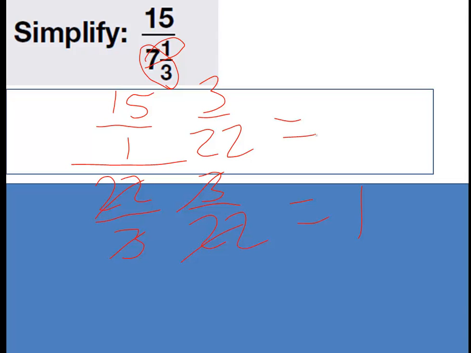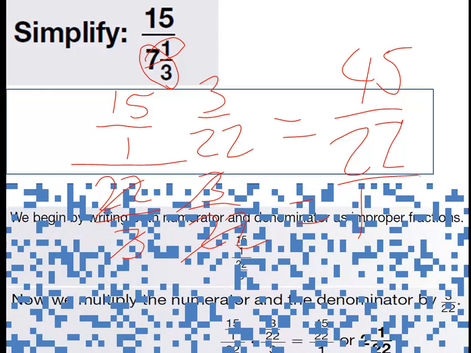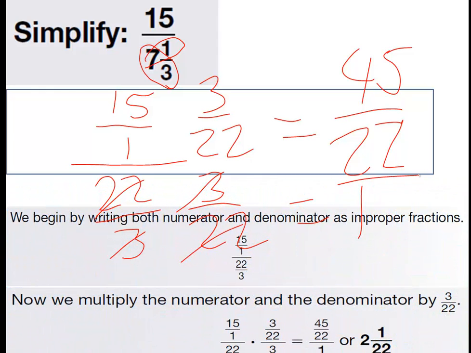All right, so we get 45 over 22 all over 1, which means 45 over 22. And when you take 22 into 45, it goes in twice, which is 44 with 1 left over. So when you simplify it, you end up with 2 and 1/22. That's using the 1. Okay?